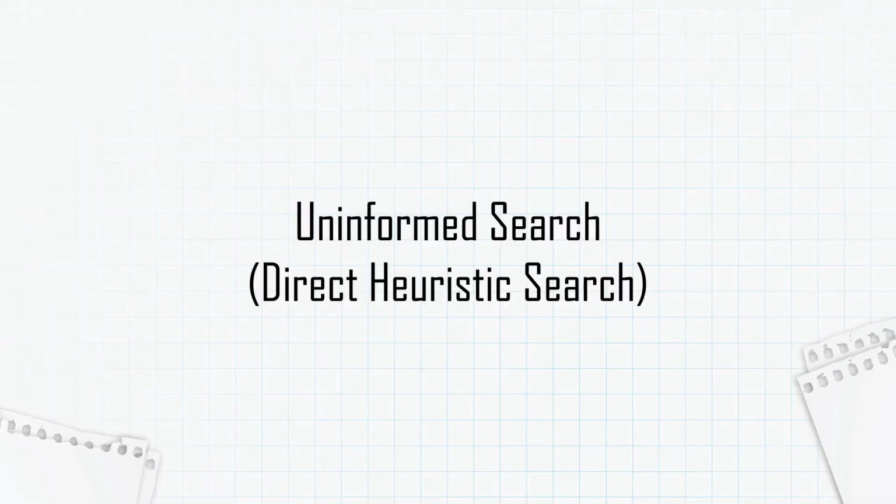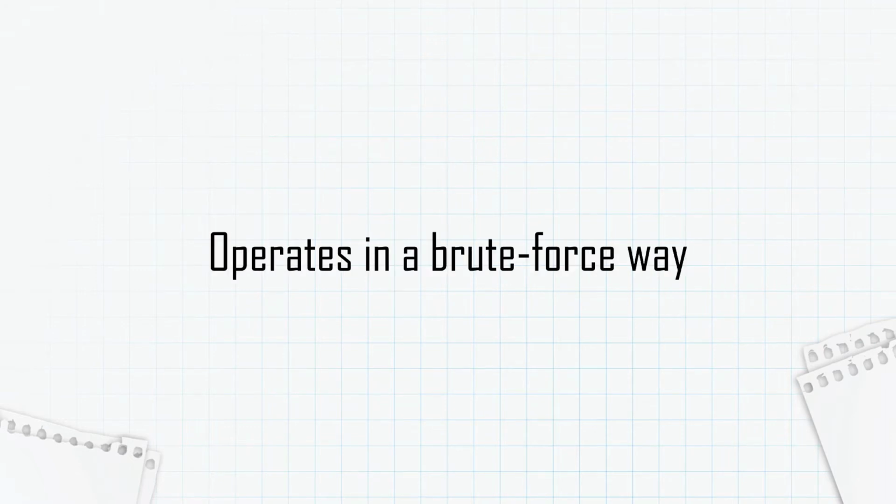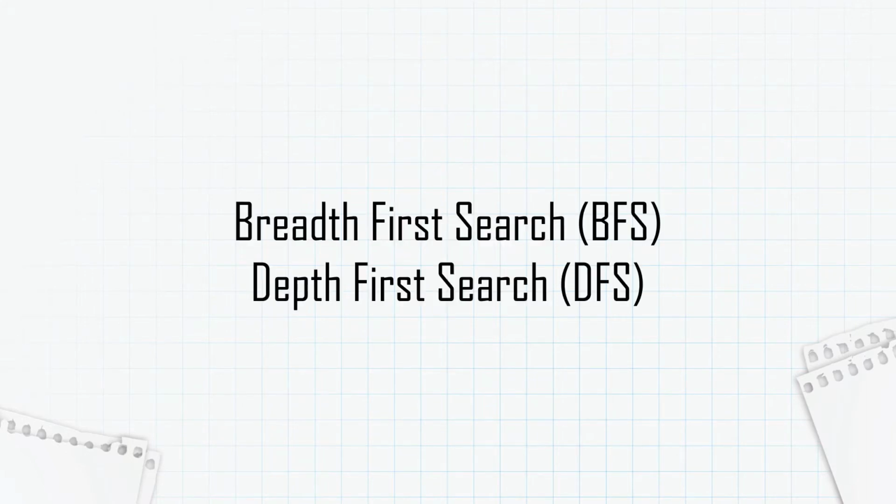There are two search techniques available. The first technique is uninformed search, or you could call it direct heuristic search. Uninformed search is not always possible because it requires much time or memory. This is because it searches the entire state space for a solution, or in other words, it operates in a brute force way. Examples of uninformed search are breadth first search and depth first search.